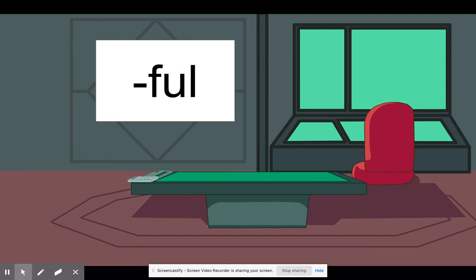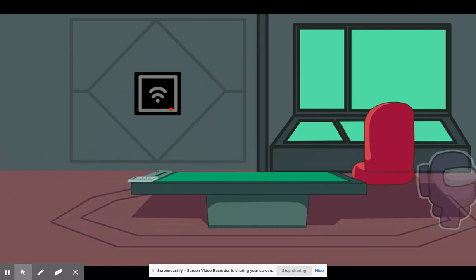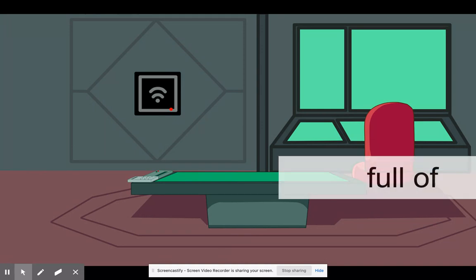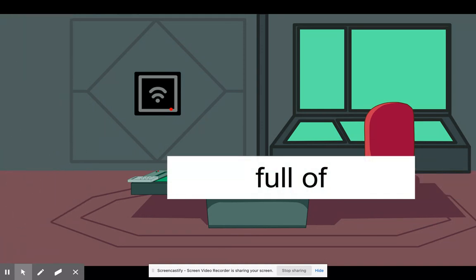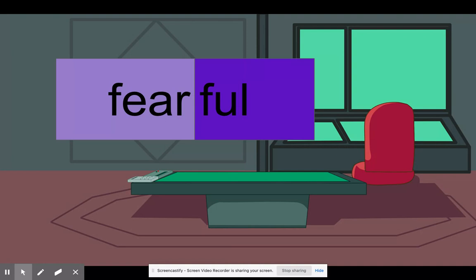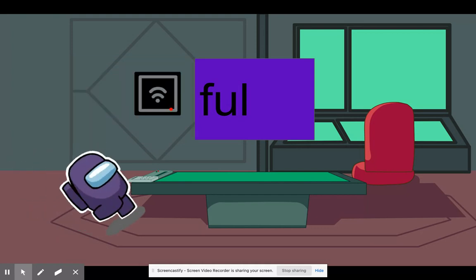Another one that we learned was full. Full means full of, such as in the word fearful. If you're fearful, you're full of fear, because full, the suffix full here, means full of, and we know what fear means. It's a feeling. So you're full of fear if you are fearful.